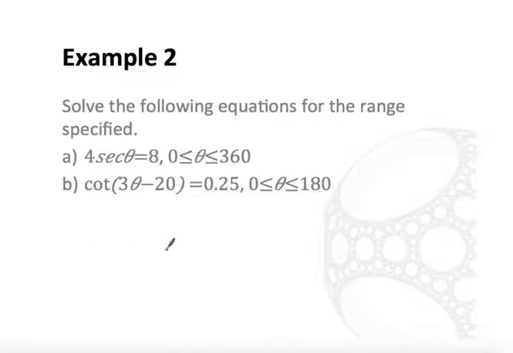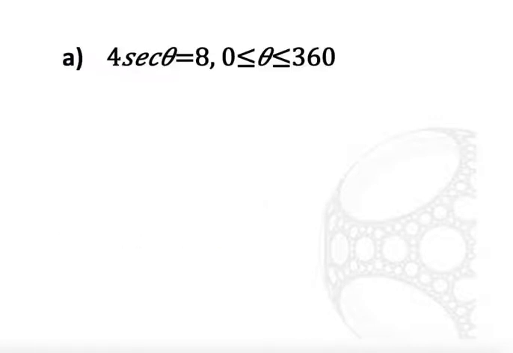So in this example, we're asked to solve the following equations for the range specified. So I'm asked to solve 4 sec theta equals 8 in between the range 0 less than or equal to theta, less than or equal to 360. And I'm asked to solve cot of (3 theta minus 20) is equal to 0.25 in between 0, less than or equal to theta, less than or equal to 180. Okay, so let's look at the first example.